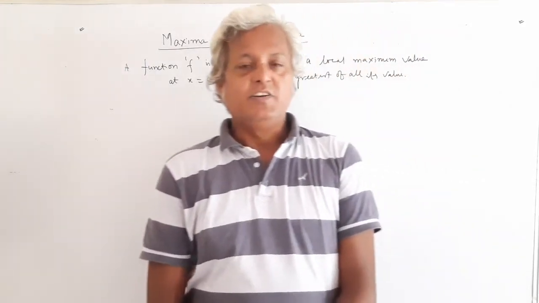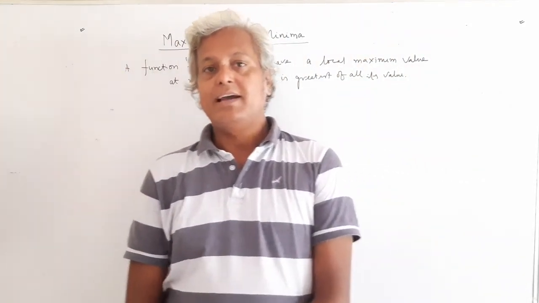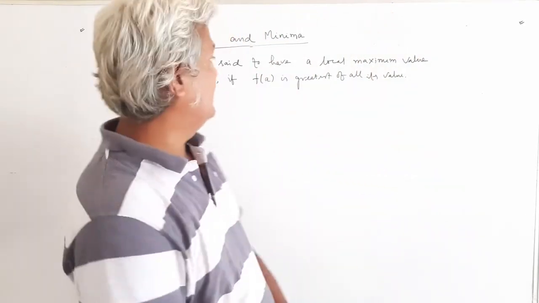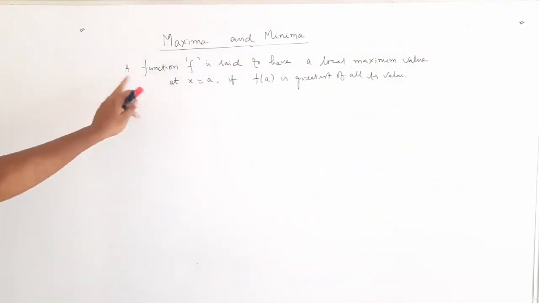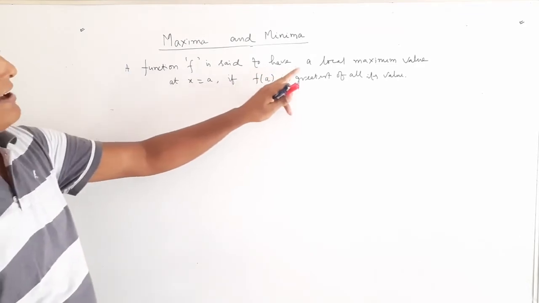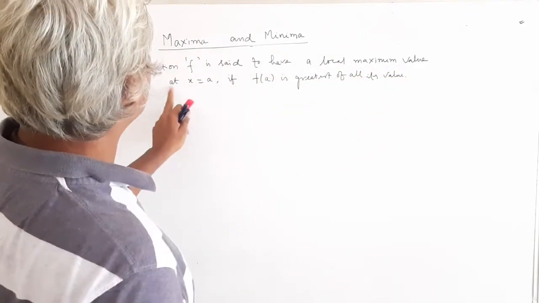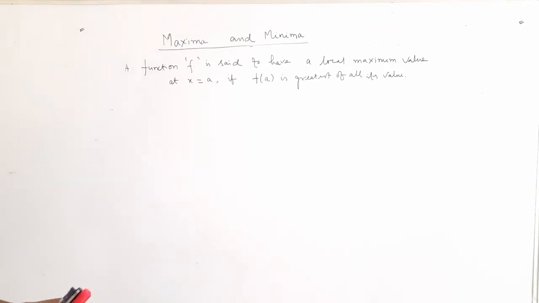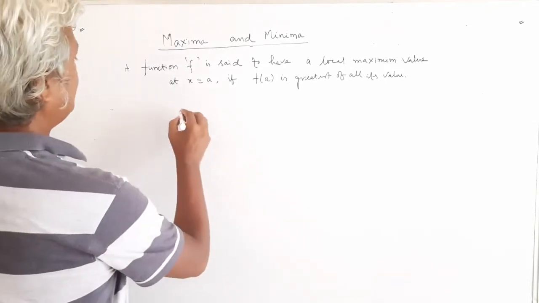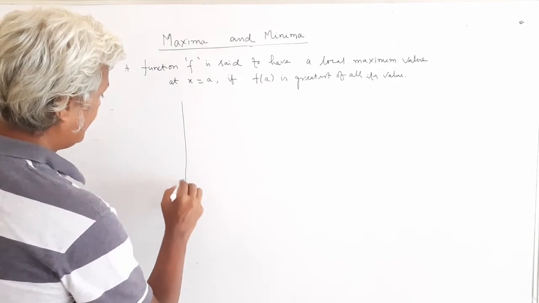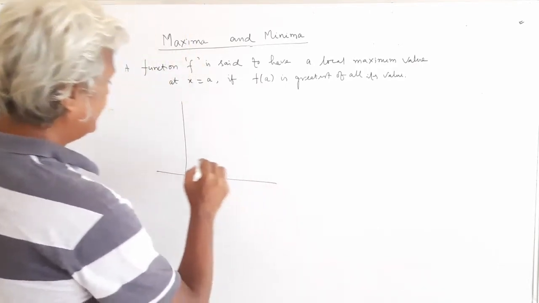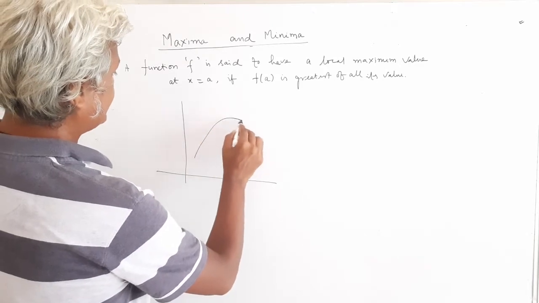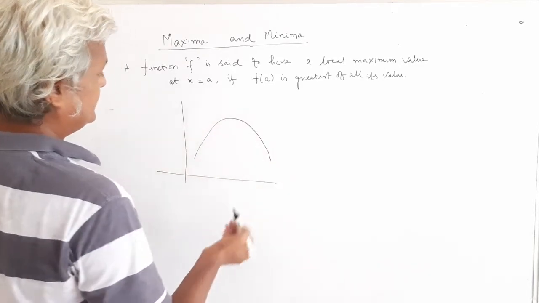Good morning friends, and in this video we are going to discuss maxima and minima. We are starting with the definition of local maxima, and the definition goes like this: a function f is said to have a local maximum value at x equal to a if f(a) is the greatest of all its values. Means if you just plot a graph, and you have a graph something of this kind.